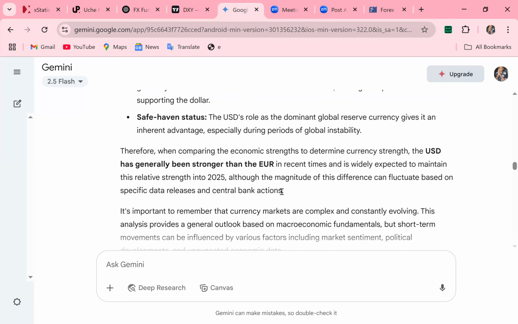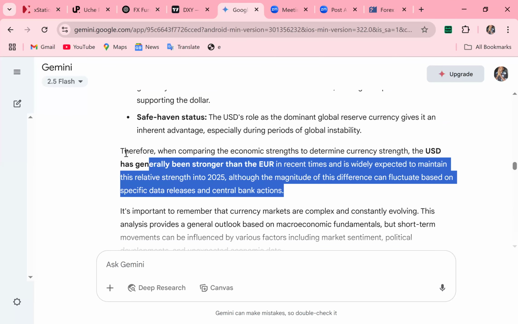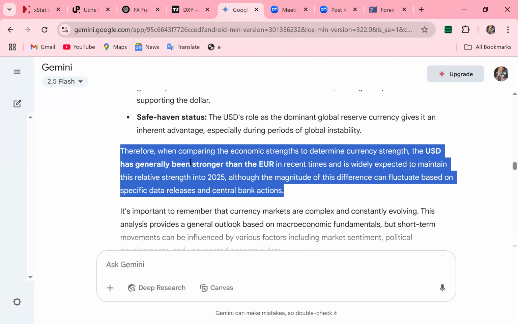In conclusion, when comparing the economic strength to determine currency strength, the US has generally been stronger than the euro in recent time and is widely expected to maintain the relative strength into 2025, which is this year already, although the magnitude of this difference can change based on the specific data.